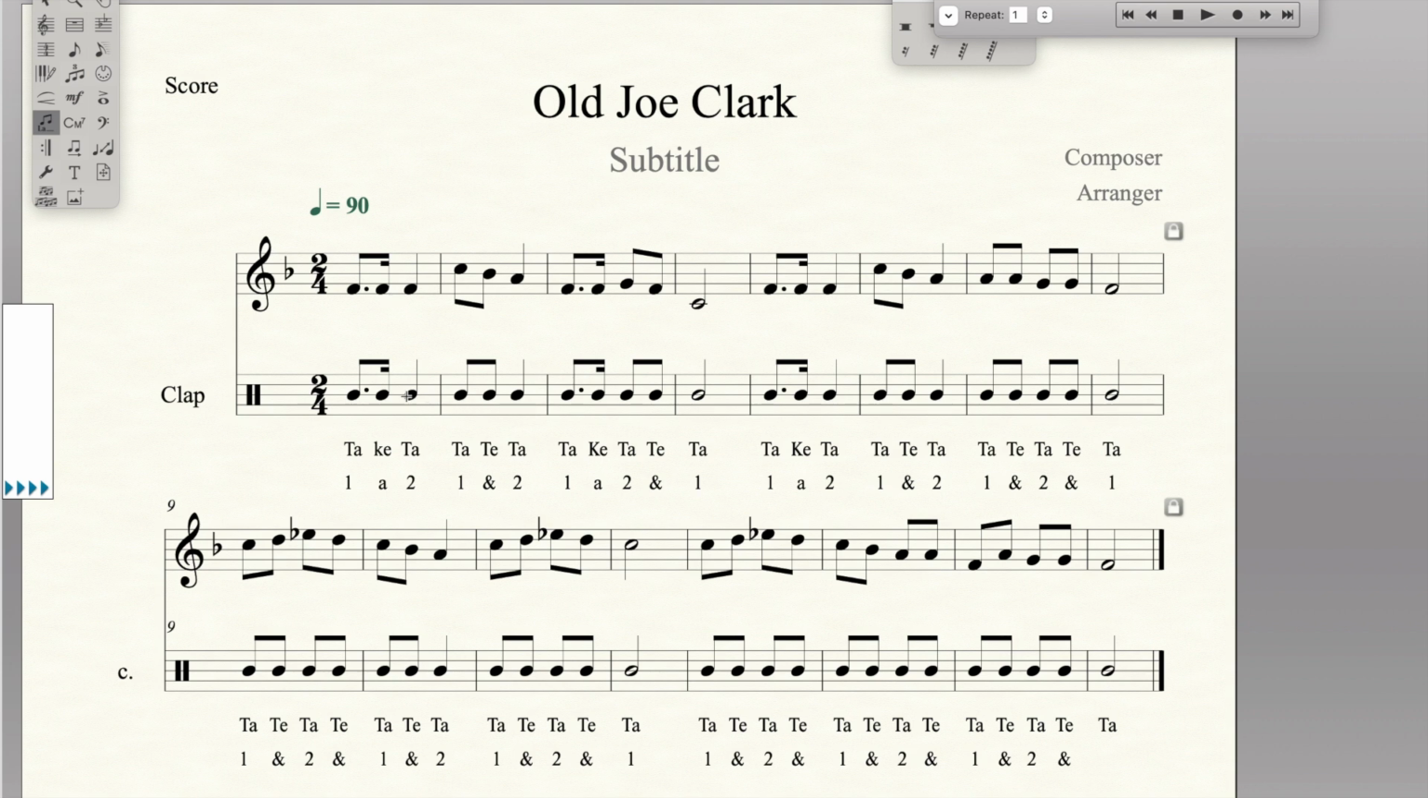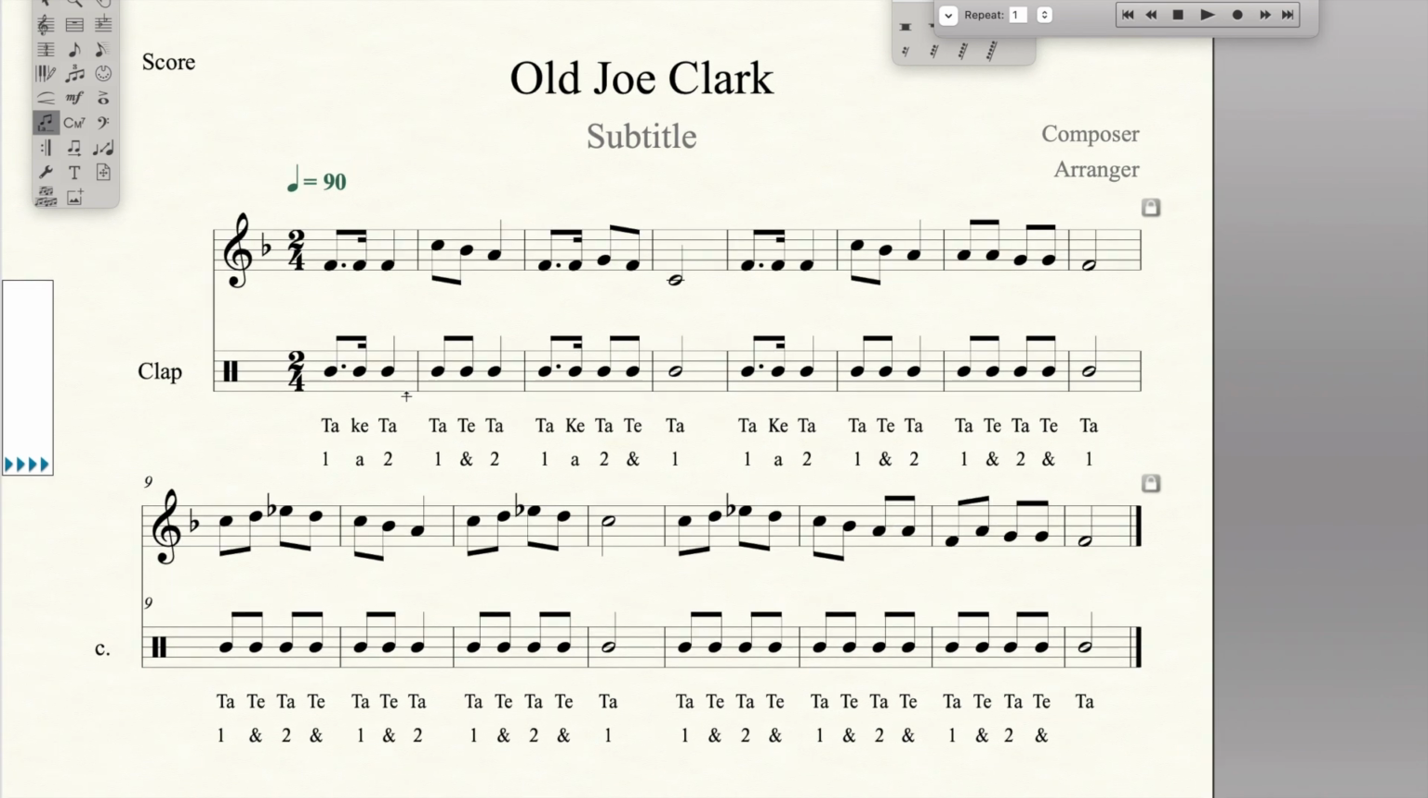Fare thee well, old Joe Clark, fare thee well, I say. Fare thee well, old Joe Clark, ain't got long to stay. I forgot the rest of the words, something on the floor. Had his feet upon his head, his feet upon the floor. It's a silly children's song.